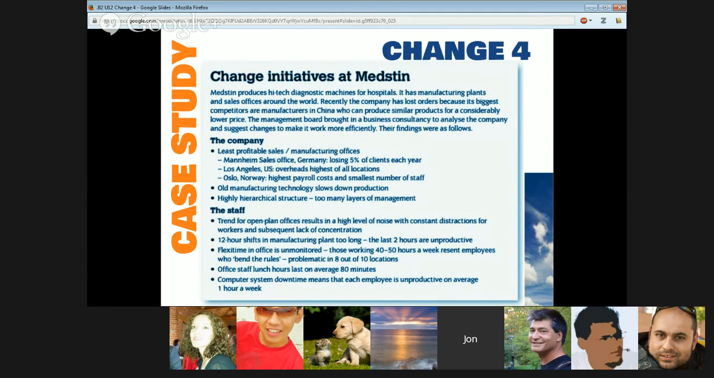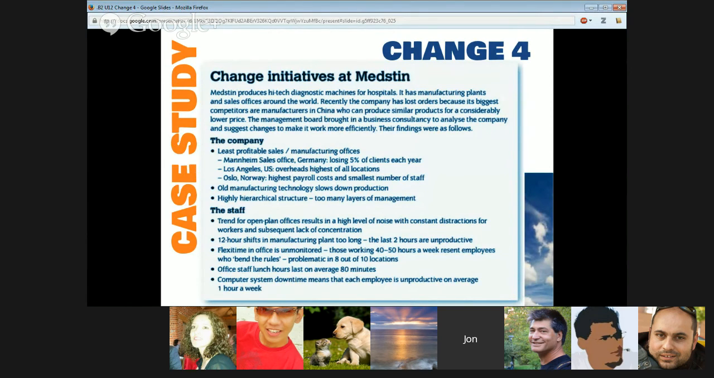Open plan office is a new idea. Go ahead, Greg. I think it's a kind of office where there are no separations, no walls between the employees. Exactly. There are no divisions at all. It's open, literally. No walls. Okay. 12-hour shifts in a manufacturing plant are too long. The last 2 hours are unproductive.